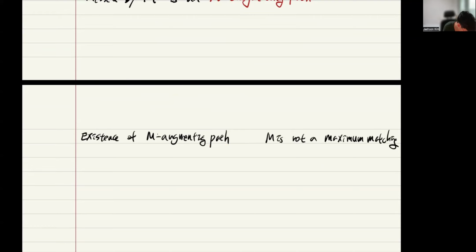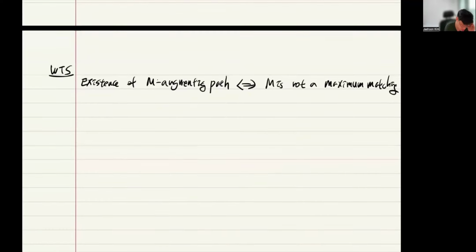Okay. We want to say that these two are equivalent. So if M is not a maximum matching, then there is an M-augmenting path, and vice versa. If M is a maximum matching, then there are no M-augmenting paths. We want to show this. WTS here means want to show.